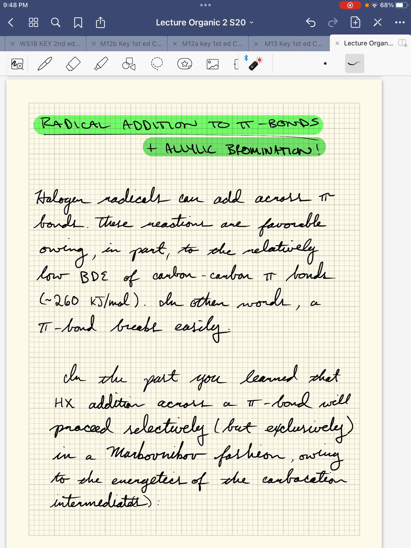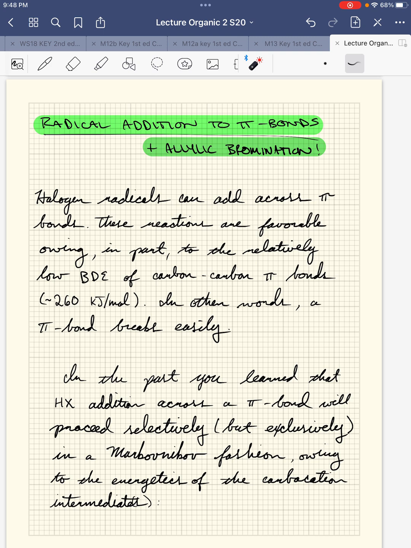And then at the end, we'll talk a little bit about the use of these reactions in synthesis and do a little bit of retrosynthetic work together. First, again, we're going to talk about radical addition to pi bonds. And we're going to look at the idea of radical addition of HBr across pi bonds.